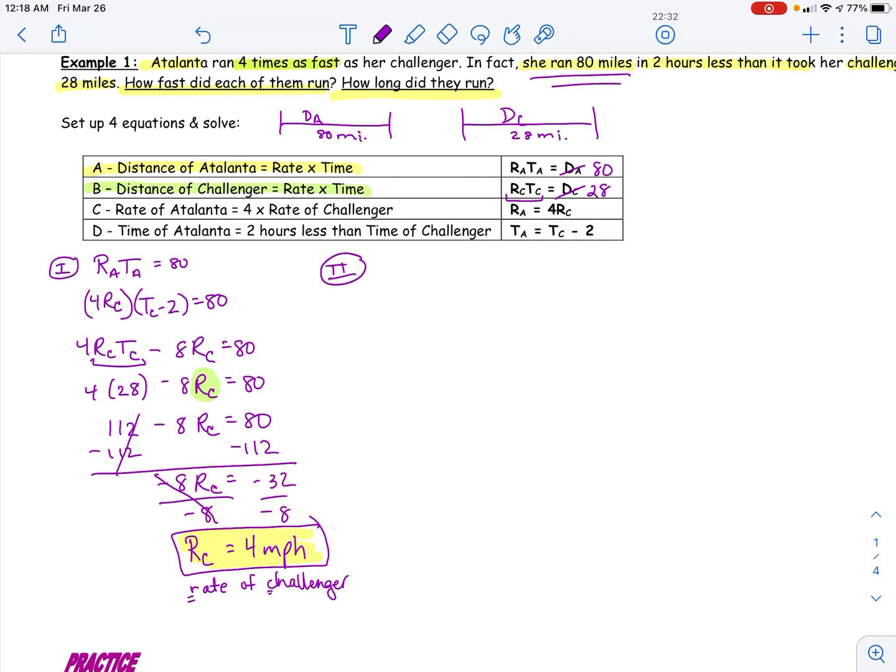All right, so we're going to go find an equation up here that might already help us start that. We'll look at equation C. Equation C says the rate of Atalanta is equal to 4 times the rate of the challenger, which is perfect because in Roman numeral 1, we solved for the rate of the challenger. So we can just go plug that 4 in for the rate of the challenger. And we'll be able to figure out very quickly the rate of Atalanta. The rate of Atalanta is 16 miles per hour.